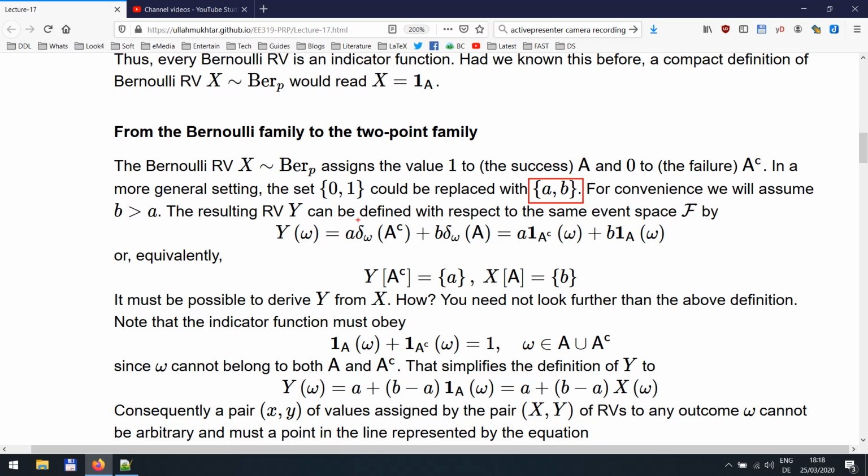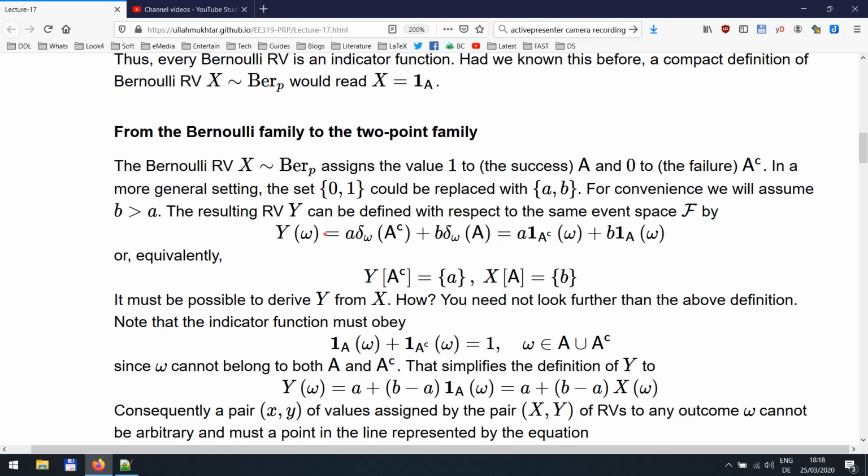So now how do we define that? We assume that we have the same event space, because our interest still lies in A, whether A occurs or not. But this time we want to encode that not by 0 and 1, but by a and b. So b will encode the occurrence of A, and a, small a, will encode the occurrence of A complement.